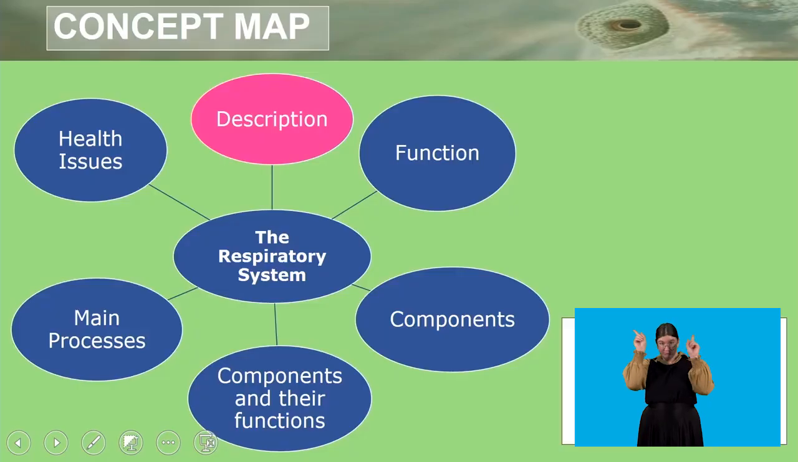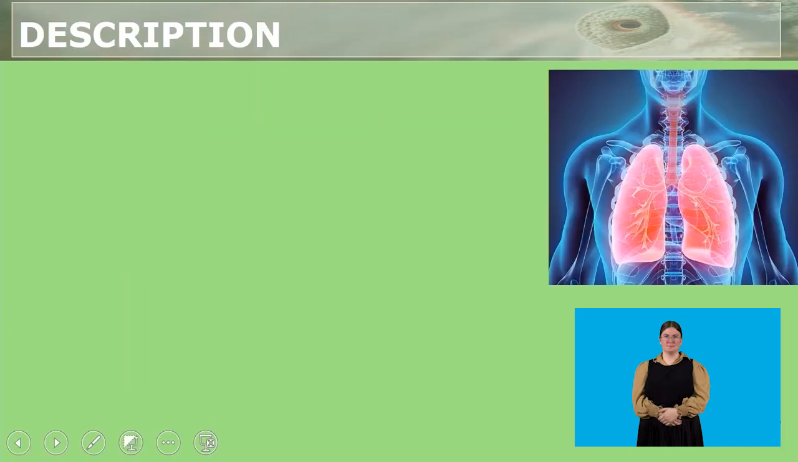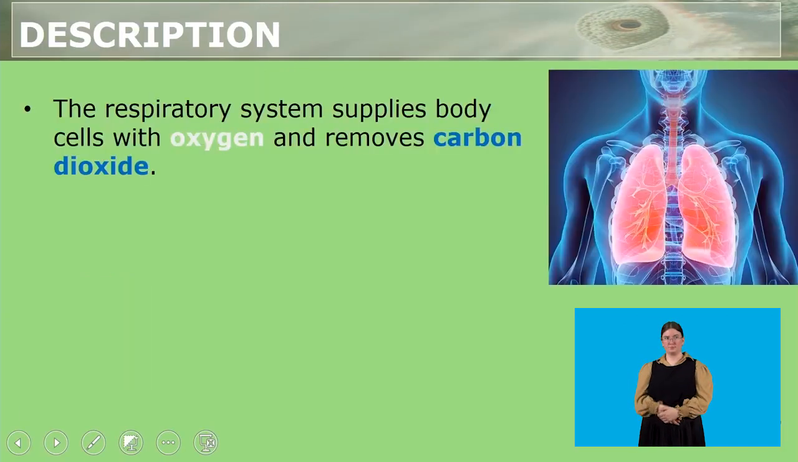In front of you, you have the concept map again, and the first concept that we will be looking at is a description of the respiratory system. Here, we are basically providing a description of the system as a whole. We are looking at what it consists of and what exactly it does.